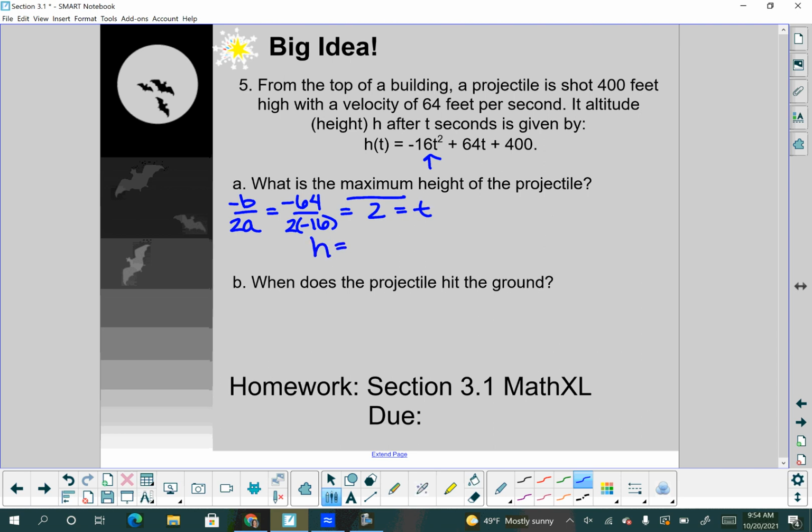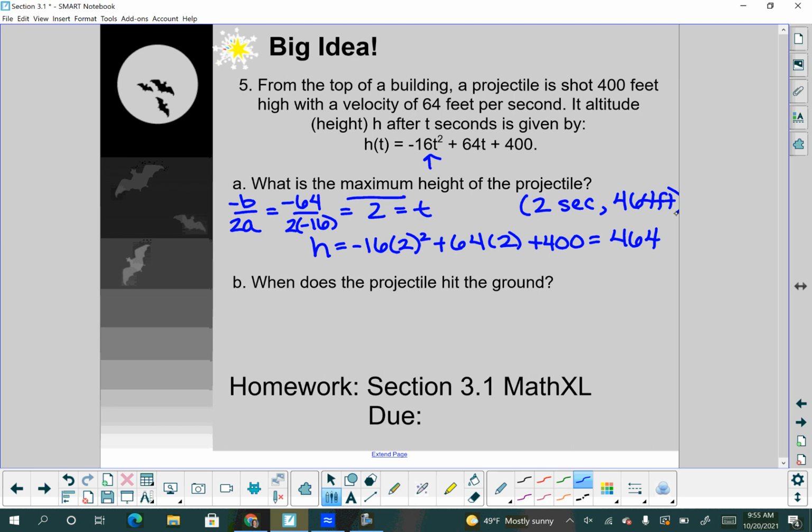H is negative 16 times 2 squared plus 64 times 2 plus 400. And then you can use your calculator. Negative 16 times 2 squared plus 64 times 2 plus 400. And I get 464. So after 2 seconds, the maximum height is 464 feet is what that vertex gives us. So really answering that question, 464 feet is what we're looking for.